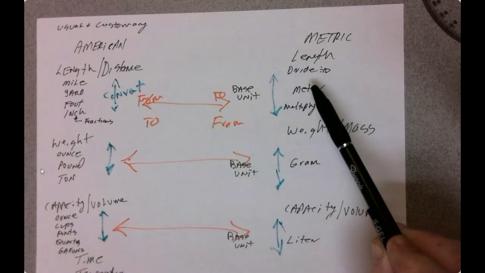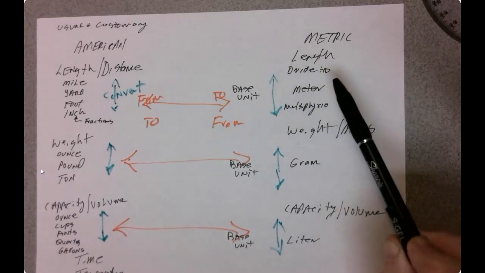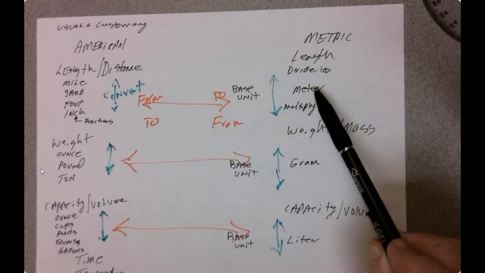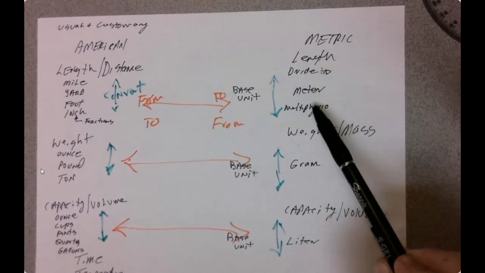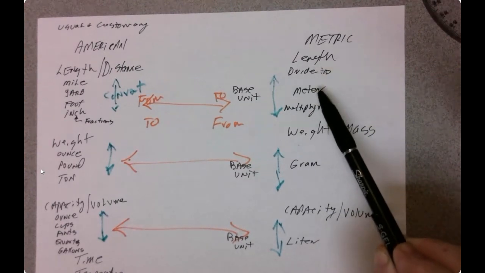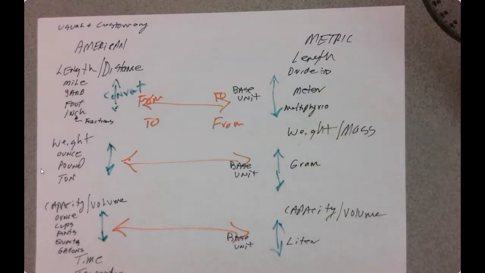The metric system is based on the idea that we take a base unit and we either multiply it or divide it by 10. So if I want something small, I will divide the base unit by either 10 or a power of 10. If I want something large, I will take the base unit and I'll multiply it by 10 or a power of 10.